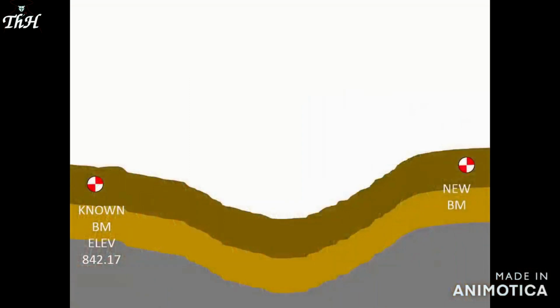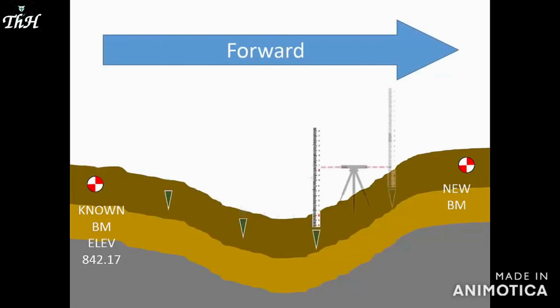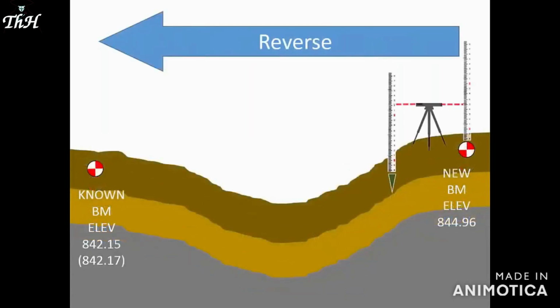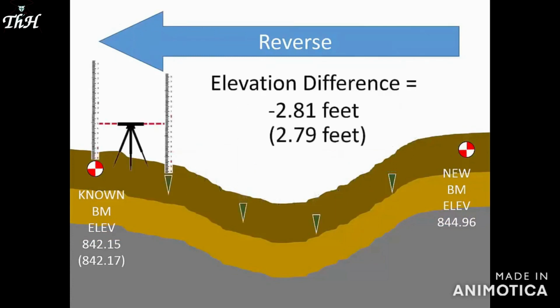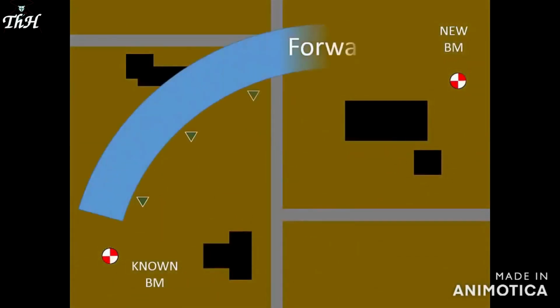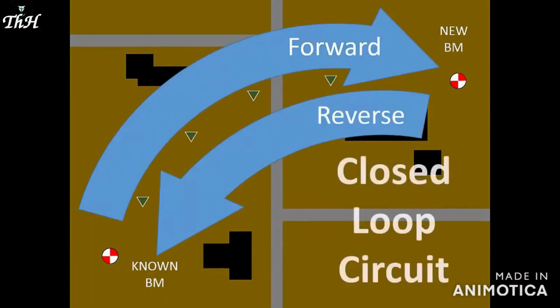In the last video, you saw the field process and note keeping for a benchmark leveling circuit. Also called a differential leveling circuit, this survey used multiple instrument setups, and at each setup, the surveyor measured one backsight and one foresight. In keeping with the adage, measure twice, cut once, the level circuit had a forward run and a reverse run. Because this level circuit ended where it began, we call it a closed loop circuit.